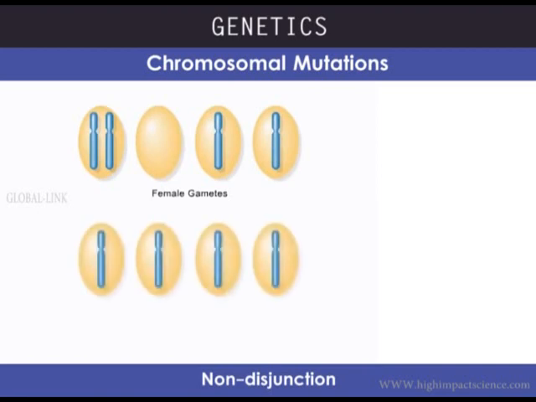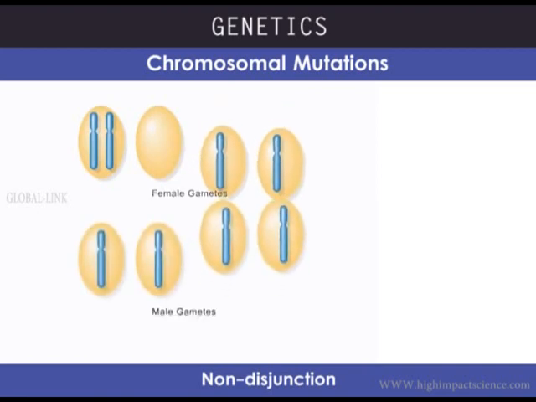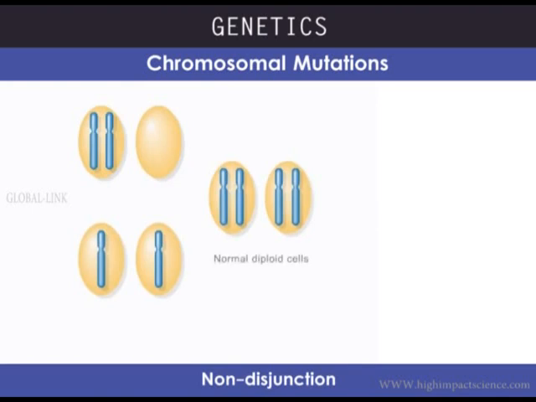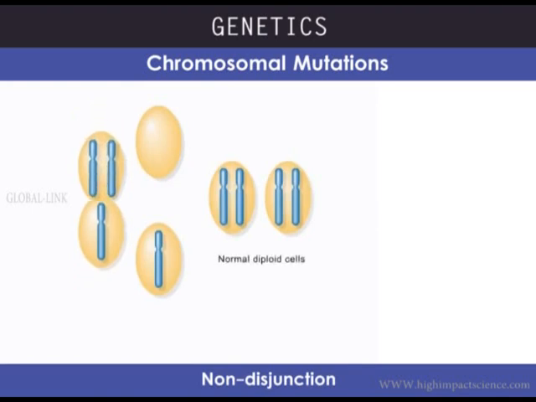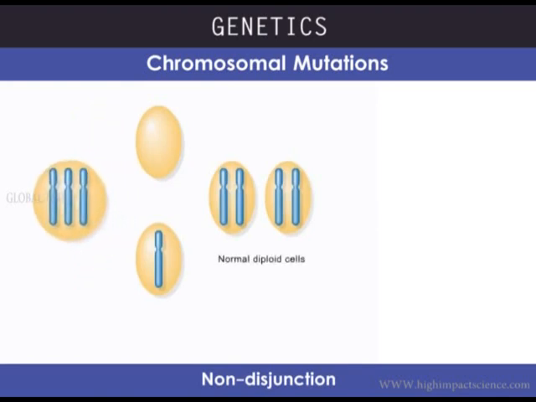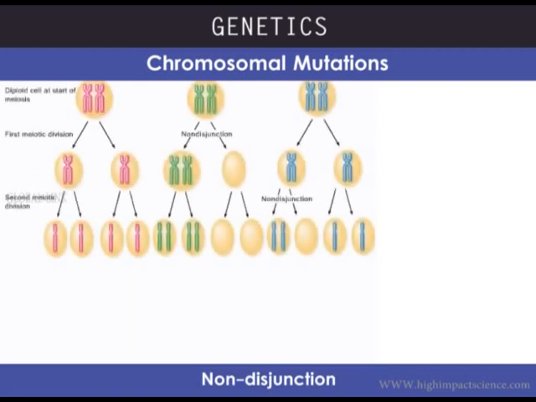When these cells fuse with normal haploid gametes, 2 of them produce the normal diploid zygote. The other 2 zygotes formed are abnormal, one being trisomic and the other being monosomic. In short, non-disjunction produces an abnormal number of chromosomes in a diploid cell. It may occur during meiosis I or meiosis II.